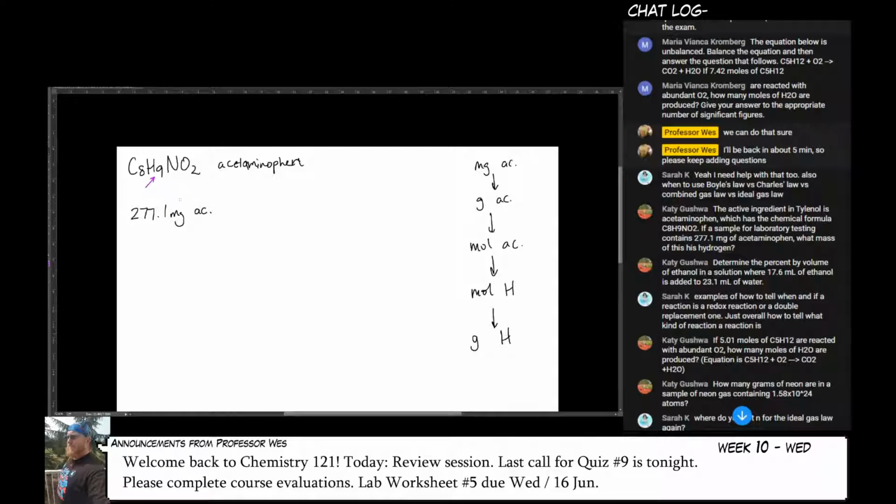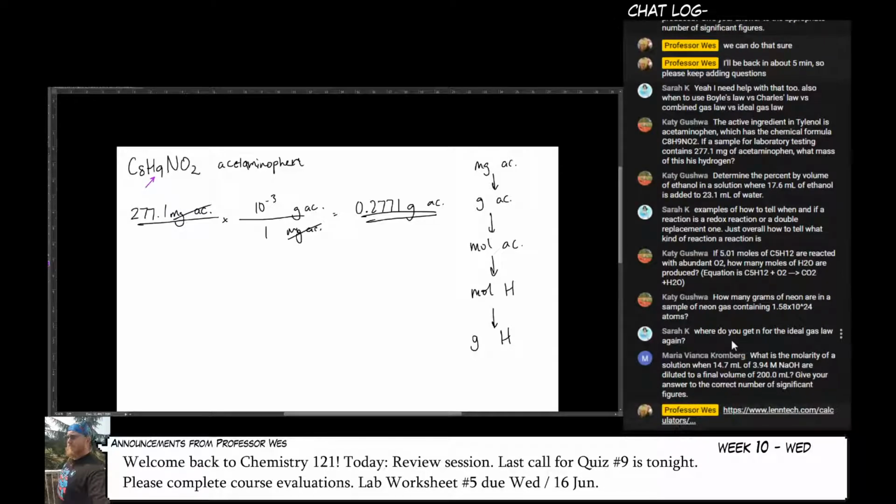So let's just turn this into grams real quick. In a milligram, there are 10 to the minus 3 grams. And so now we can do the problem. So I can turn grams into moles. And the way that I do that is I look up the molar mass. You probably remember Lenntech, where you can get the molar mass. Let me send you the link for that. So there's the link for Lenntech. Let me just make sure that appeared. Okay.